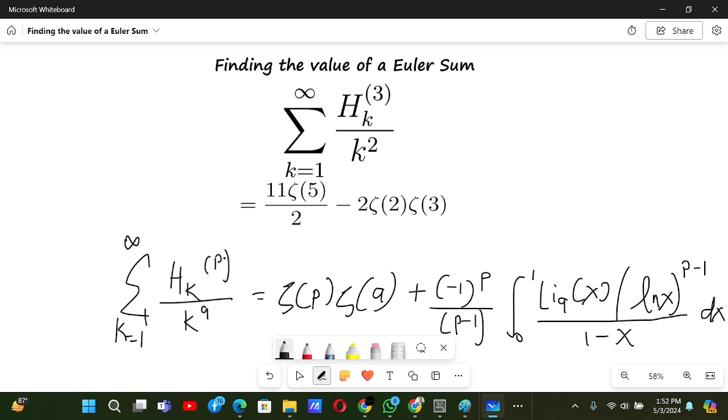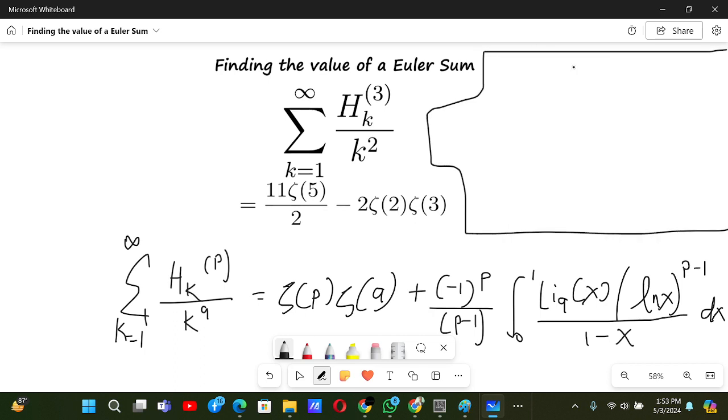So we can just substitute 3 and 2 over here and then solve this integral. But notice that if we substitute 3 over here, we get ln squared x. There's a way I can simplify this: from the power of 2, ln x to the power 2, I can make ln x to the power 1. The way is basically that there's a formula for symmetric Euler sums.